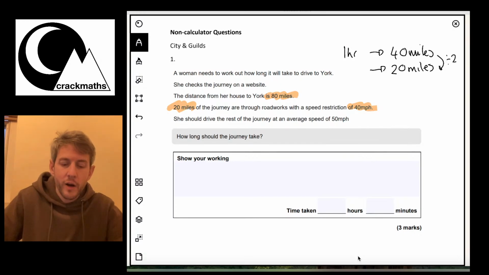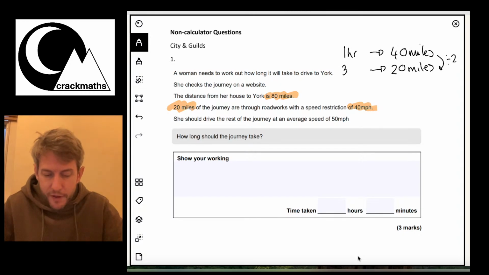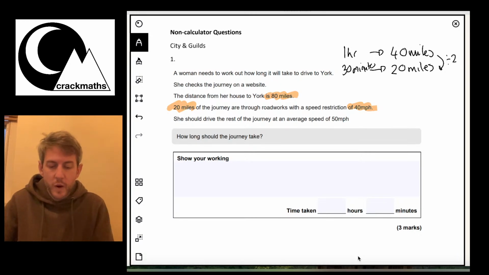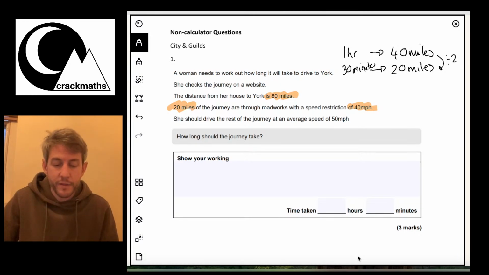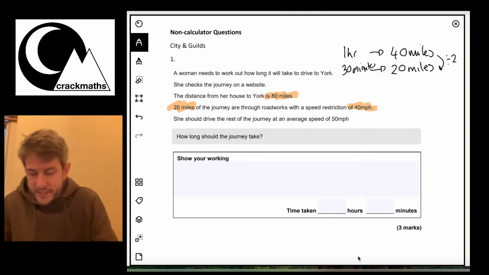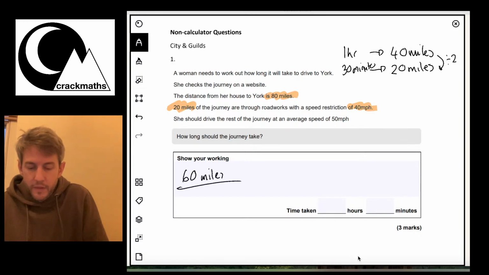And I know that 1 hour divided by 2 is going to be half an hour. So that's going to be 30 minutes. Right, so we know that 20 miles is going to take 30 minutes. So that leaves 60 miles left. So I'm just going to make a note here. We're looking at 60 miles left.